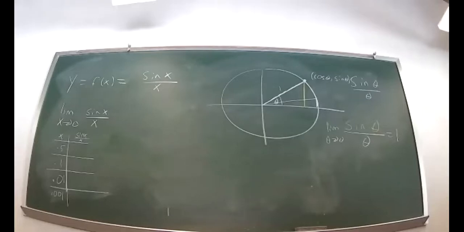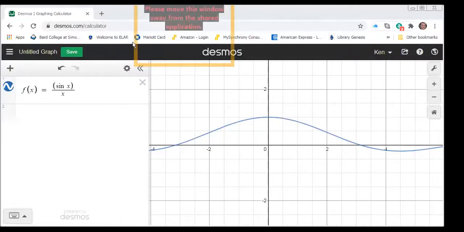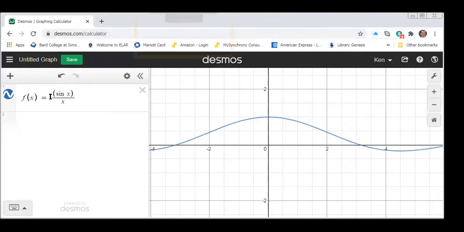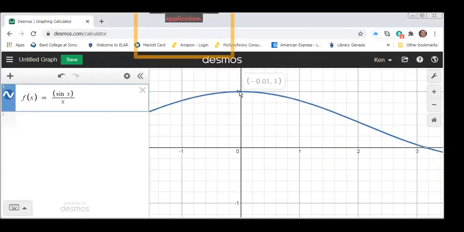There's also, and I'll share this ever so briefly, you can also just graph sine x over x, and you can see that it's not defined at x equals 0. And yet, as x approaches 0, those y values are approaching 1, whether you go from the left or the right. Here I am coming in from the right, x values are approaching 0, and those y values are approaching 1.